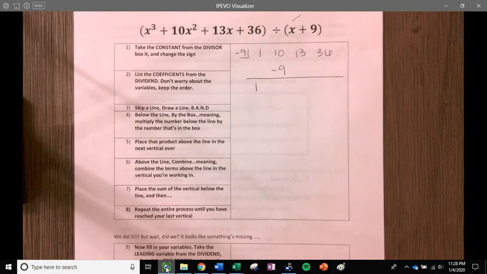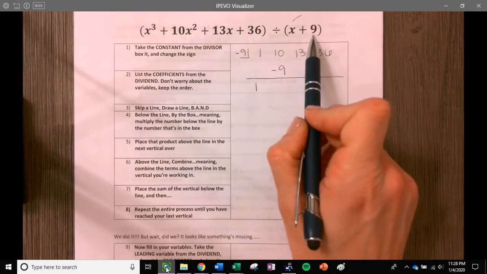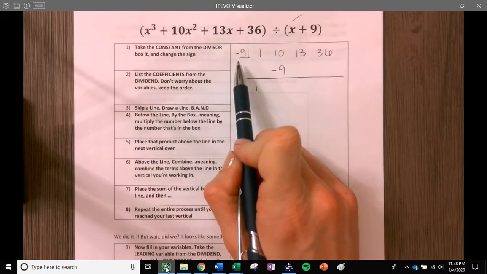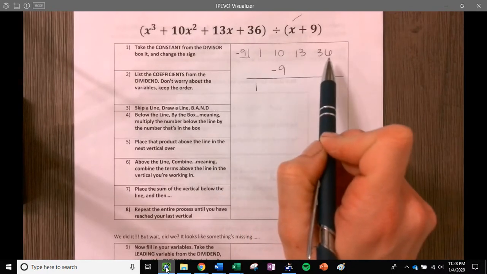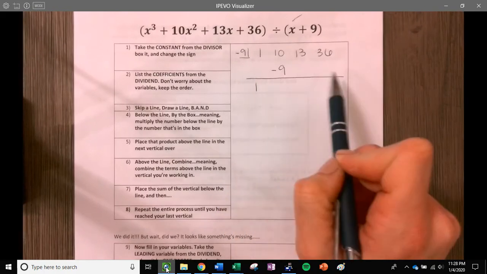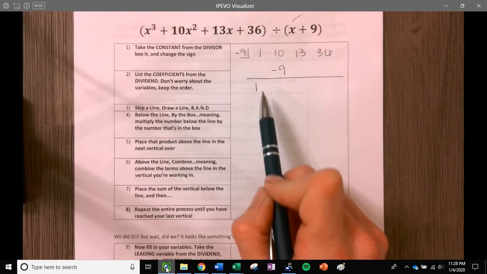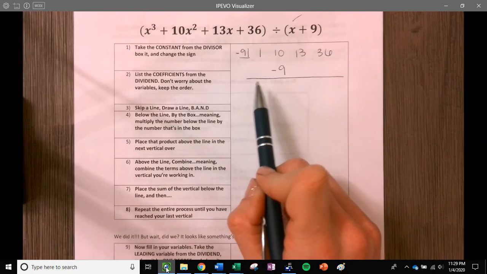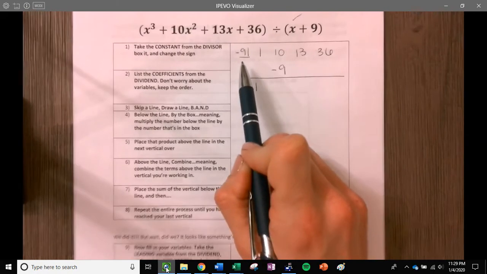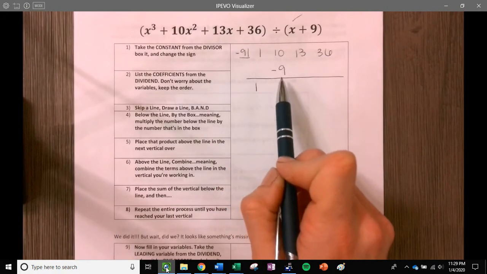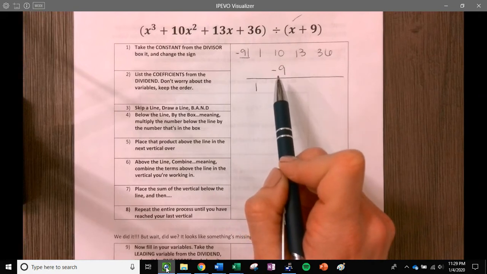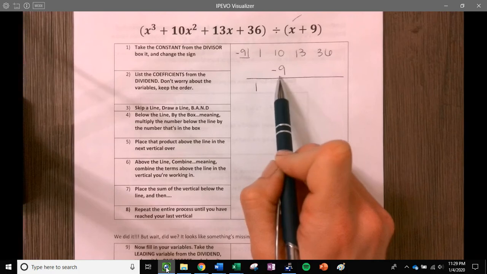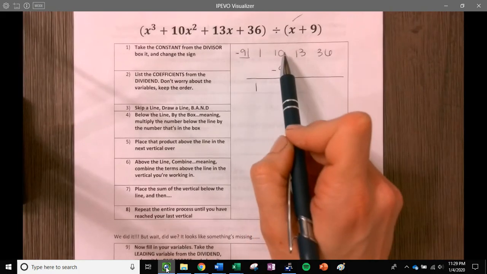Okay? You with me so far? Let's recap what we've done. We've taken the constant from our divisor, we've boxed it and changed the sign. Then we've listed out all of our coefficients, skipped a line, drew a line, brought this number straight down. Now what was below the line, we multiplied it by the box. We placed it in the next vertical. And now we're on step number 6. If it's above the line, you combine.